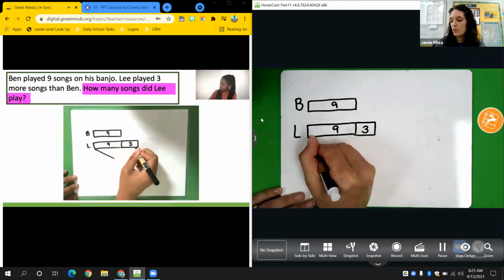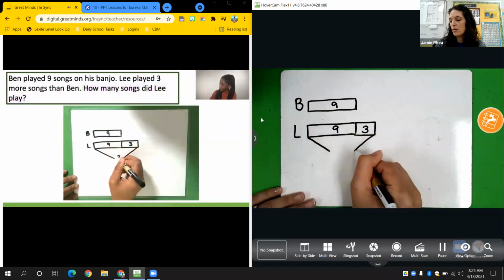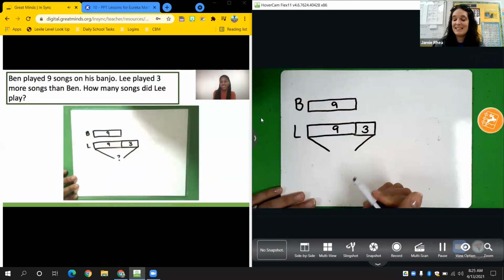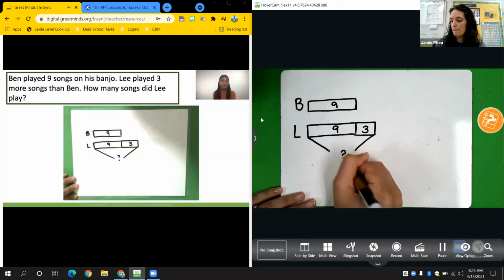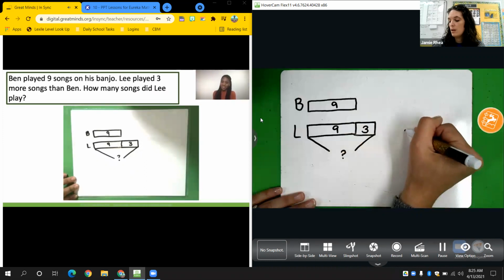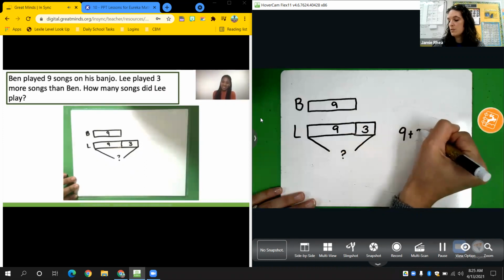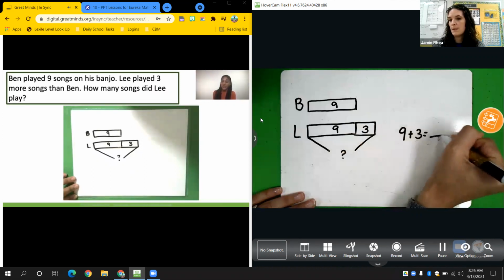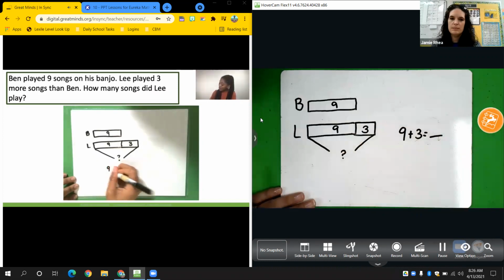So we need to find out what the total of 9 and 3 are. We need to add that together. Great. What number sentence can we use to solve this problem? 9 plus 3 equals something. We can say 9 plus 3 equals blank. Now I want you to go ahead and solve this problem and write a sentence. You'll be able to check your work with mine when you're done.